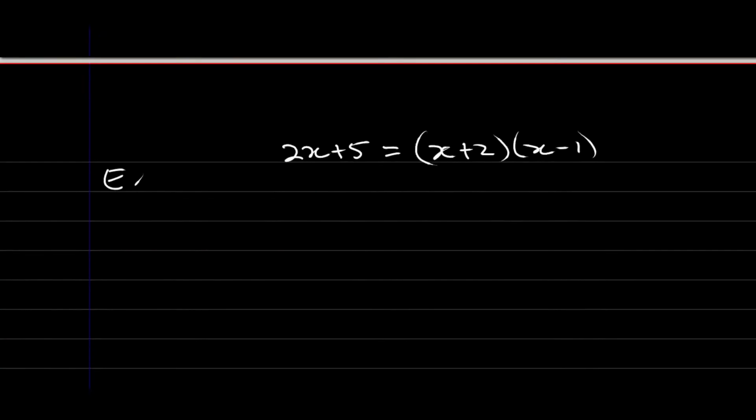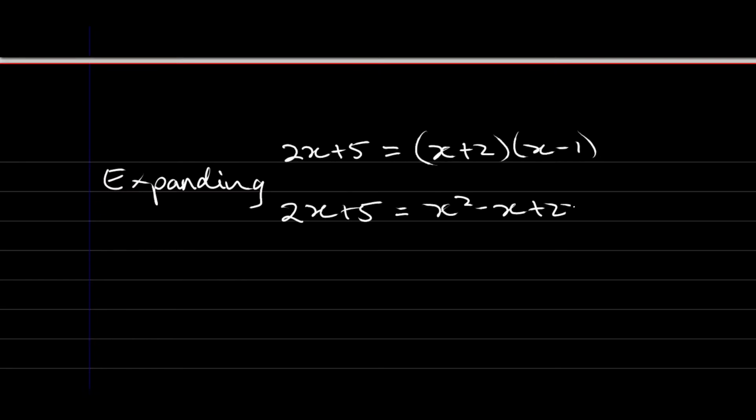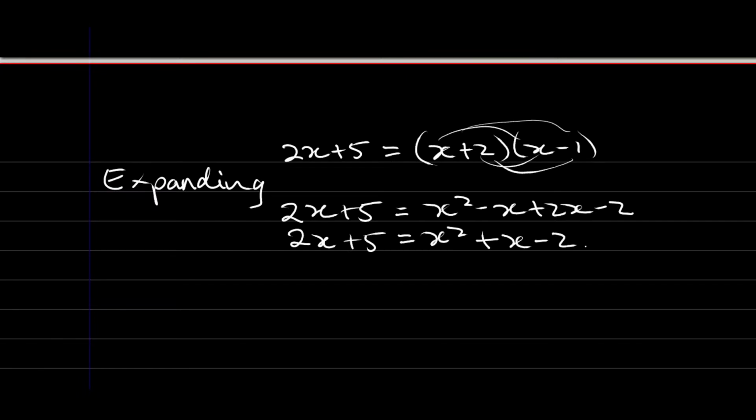So then we're going to expand that. Expanding, we're going to get 2x plus 5 is going to be equal to x squared minus x plus 2x minus 2. Right, so that's this by this, this by this, this by this, and this by this. Okay, so from there we're going to simplify, and we're going to get that 2x plus 5 is going to be equal to x squared plus x minus 2. And then what we're going to do, we're going to get rid of everything on this side. So I'm going to minus 2x minus 5 from both sides. And then I'm going to switch this over. So I'm going to minus everything on this side.